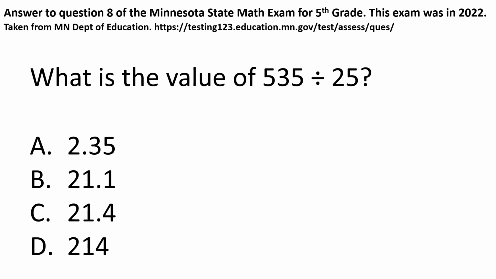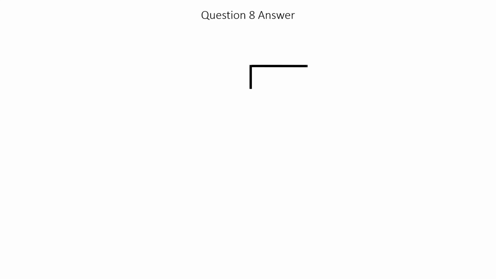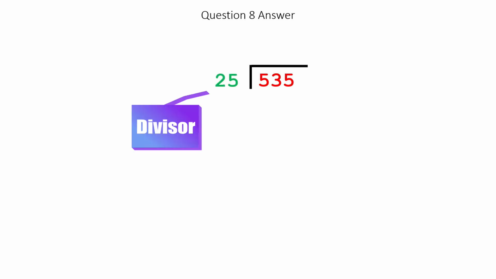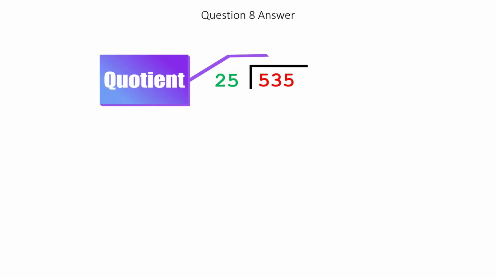This question asks us, what is the value of 535 divided by 25? We'll start by writing the long division symbol. The number being divided goes inside the symbol and is called the dividend. The number that does the dividing goes outside the symbol and is called the divisor. The answer is called the quotient and will go above the division symbol.